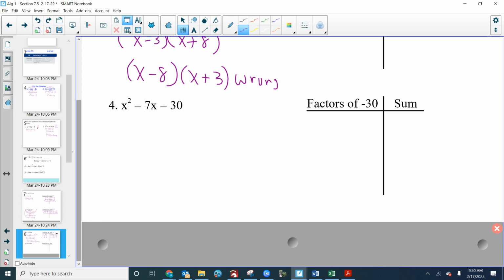Okay, what can you tell me about this puppy? Matt? The numbers have to be positive and negative. One has to be positive, one has to be negative. The bigger number is going to be what? Negative.